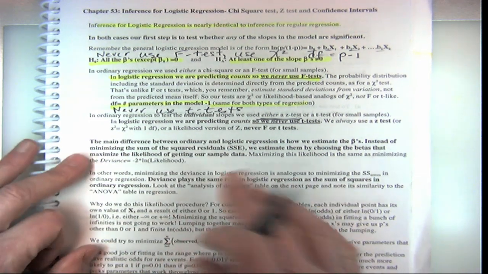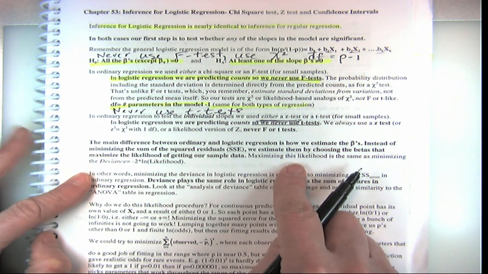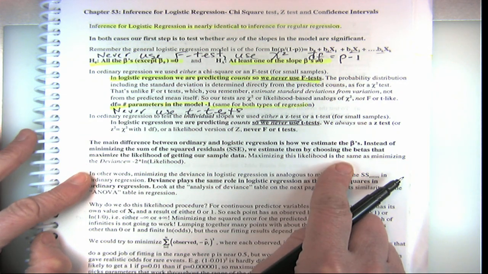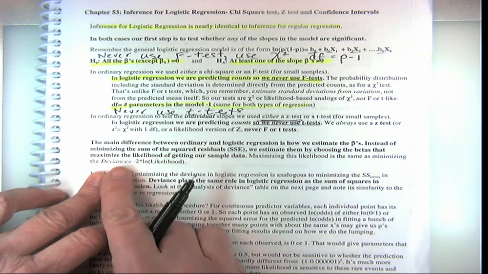So we're not going to be doing least squares. We're going to be maximizing the likelihood and using this deviance table, the same as minimizing the deviance.